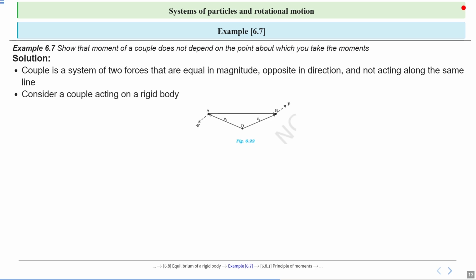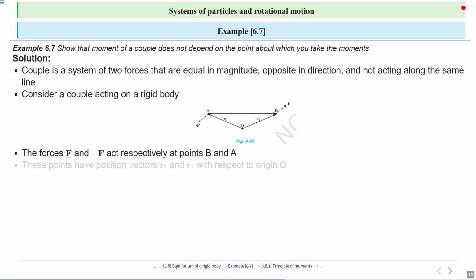Here we consider a couple as shown in figure 6.22 acting on a rigid body, at two points, A and B. The forces F and minus F act respectively at points B and A. These points have position vectors R2 and R1 with respect to origin O. Clear?